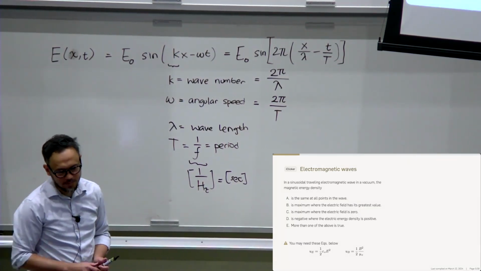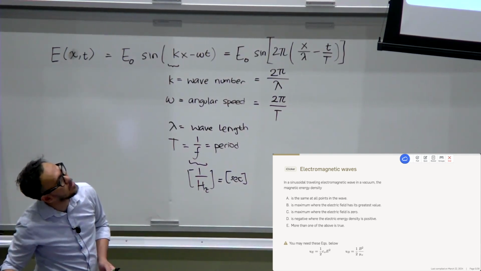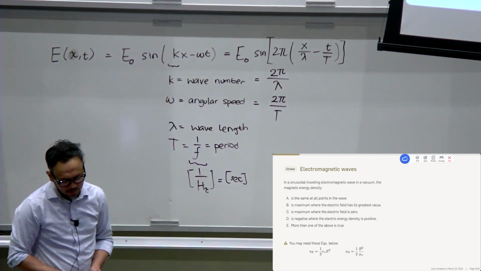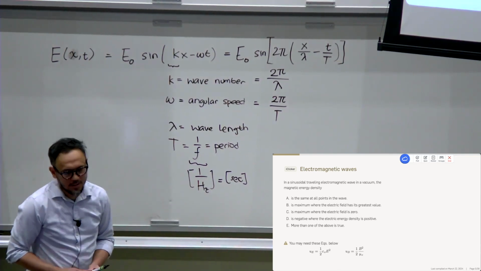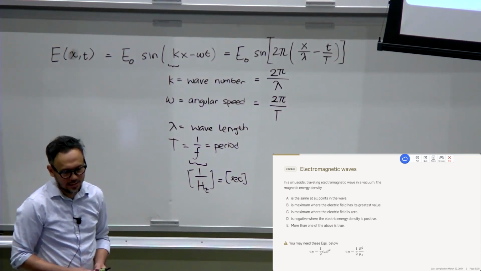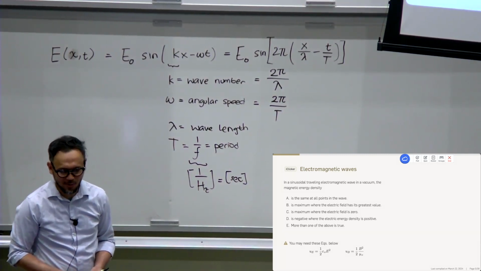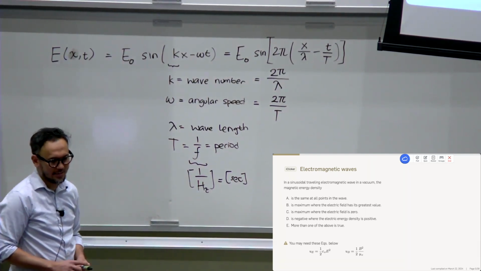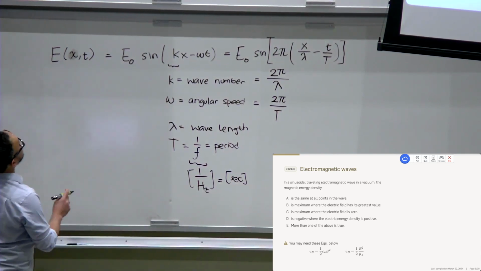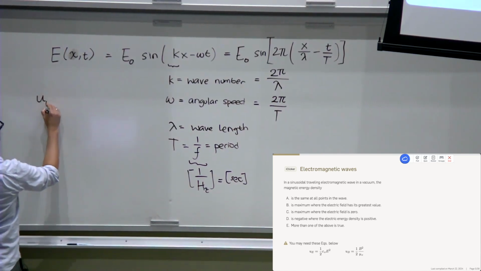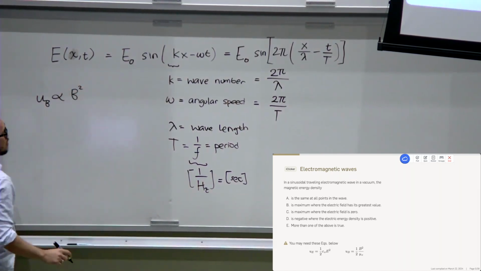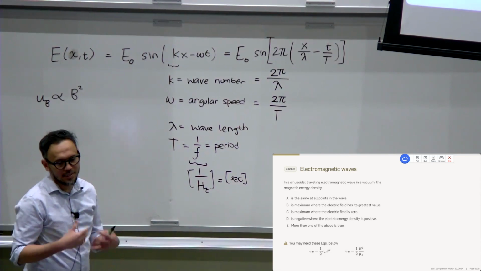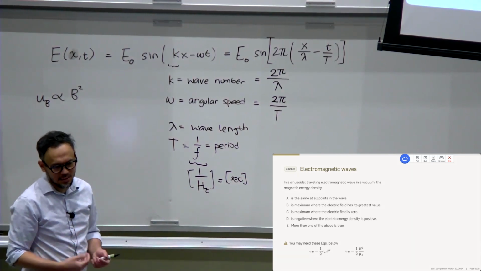so I have this iClicker question for you. It's a reading quiz, basically. The question is, in a sinusoidal traveling electromagnetic wave in a vacuum, the magnetic energy density is, just as a hint, magnetic energy density as given above is proportional to B squared. So basically, another way to express the question is the magnetic field is either A, B, C, D, or E.